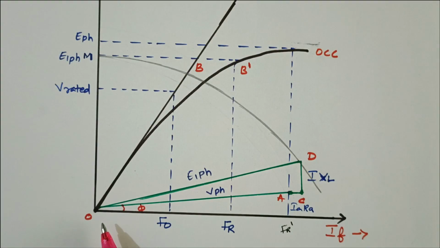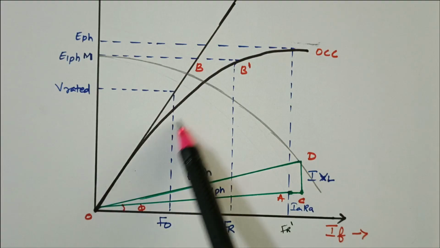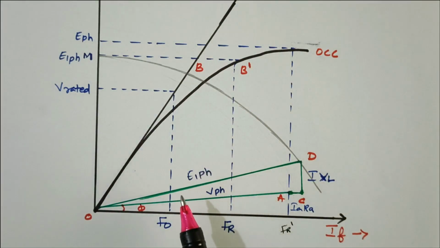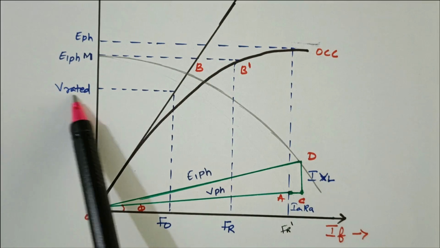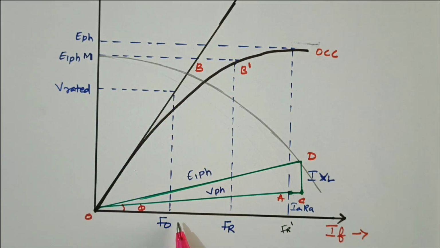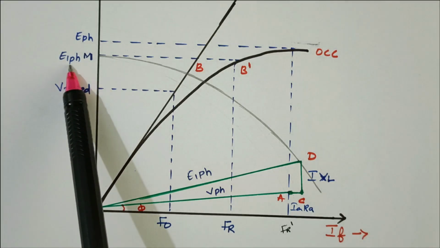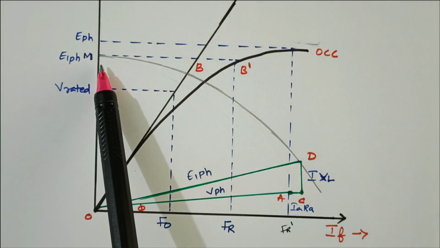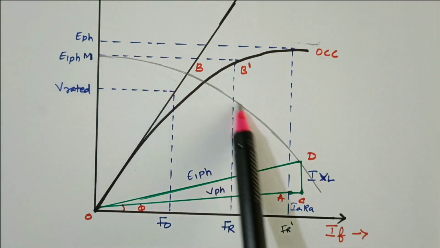So first we are taking the x-axis as IA as a reference, the y-axis as open circuit voltage, with the leading power factor angle. IARA drop is drawn. IXL drop is drawn at 90 degrees with the IA. And then we have the OCC curve and the air gap line already available. With V rated we are able to find the F0, that we already know. E1 phase is calculated, so we got this value. The curve is drawn.